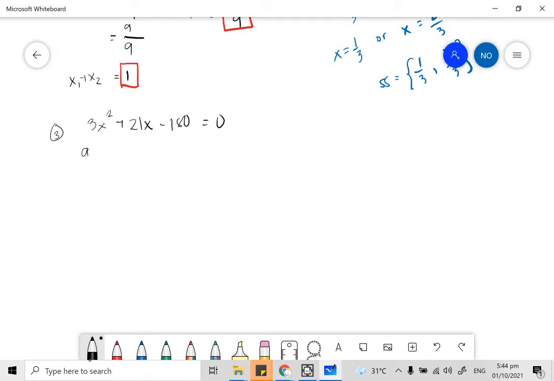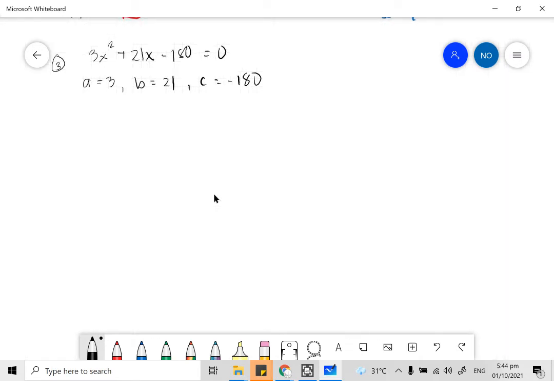Identify natin yung value ng A, which is 3. Value ng B, which is 21, at value ng C which is negative 180. Okay? So ngayon, gagamitin natin yung formula para makuha yung sum tsaka product. Sa sum, ang formula natin ay negative B over A. Let's substitute. We have negative times B, B is 21, over A which is 3. Negative times 21, that's negative 21 over 3, and then simplify, negative 21 divided by 3, that is negative 7.